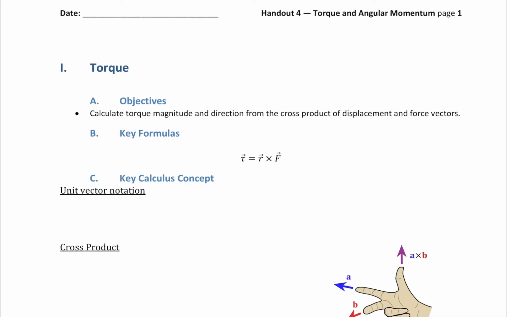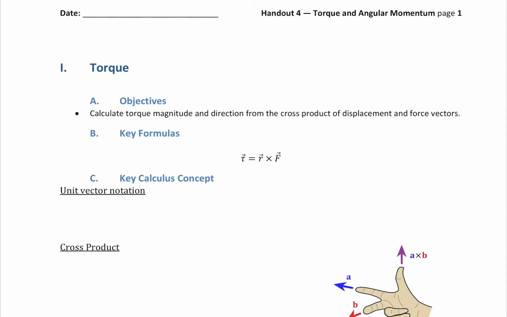Hello and welcome to the supplemental lecture on torque and angular momentum. The reason we're highlighting torque and angular momentum today is because they are great applications of the vector multiplication called the cross product, also called the vector product. And that's going to be the mathematical focus, and then the physical concept is going to be applying it to torque and angular momentum, both rotational quantities.